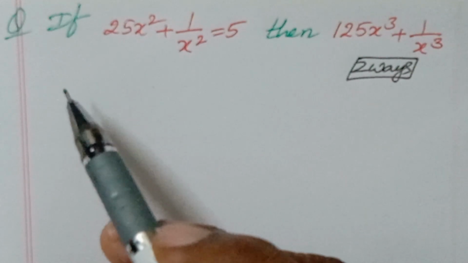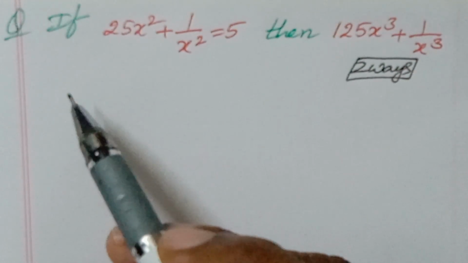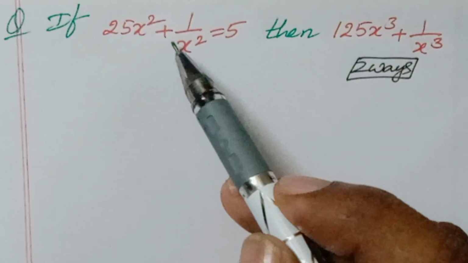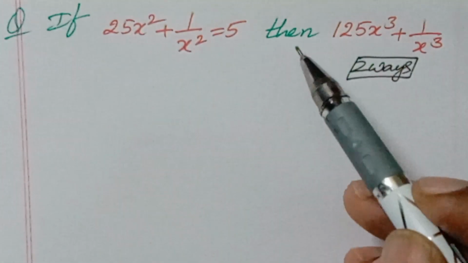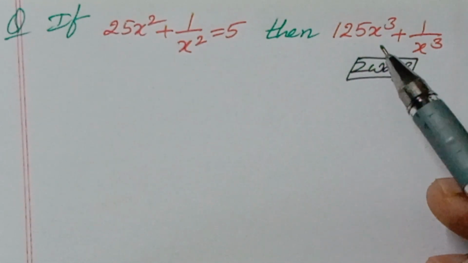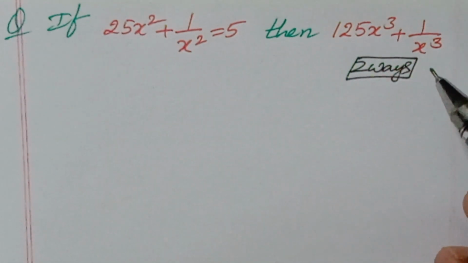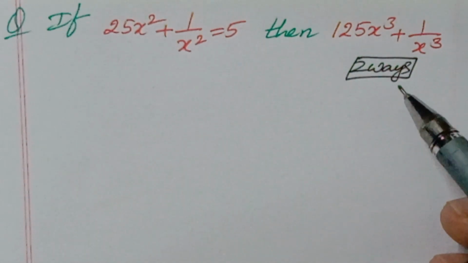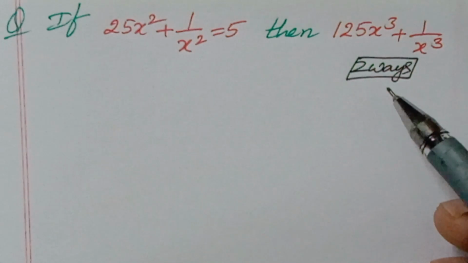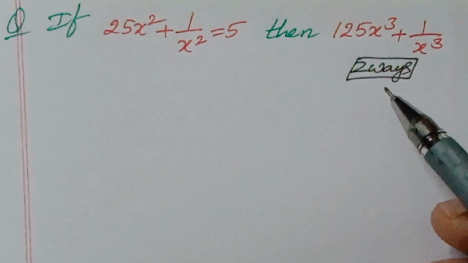Today we are looking at a logical problem. The question is: if 25x square plus 1 by x square equals 5, then what is the value of 125x cube plus 1 by x cube? We are going to find this in two ways. The second one will be very easy, so watch the video up to the end.